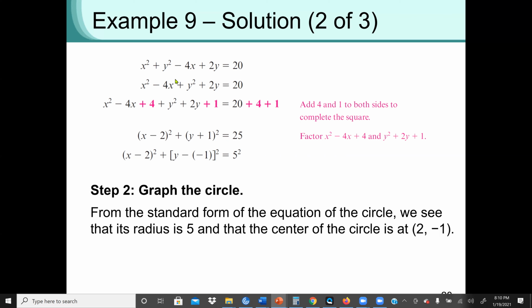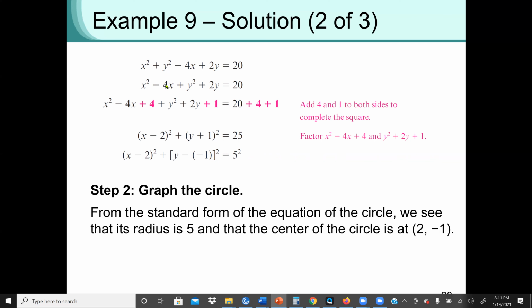Now we need to complete the squares. We know that a minus b all squared is the same as a squared minus 2ab plus b squared. So that's what we want to complete here. I have x squared minus 4x.